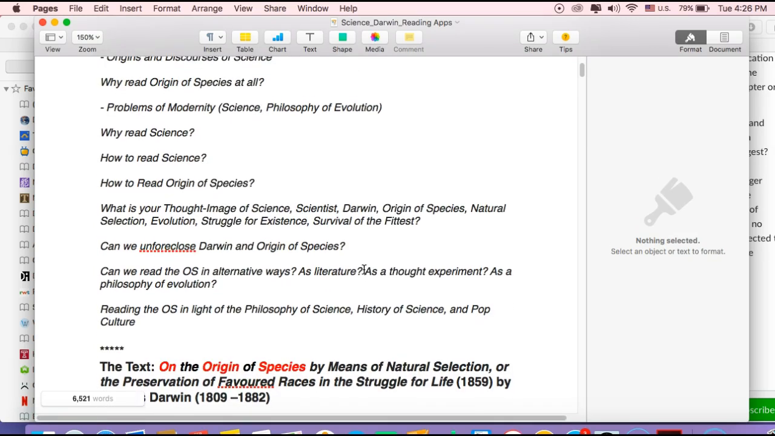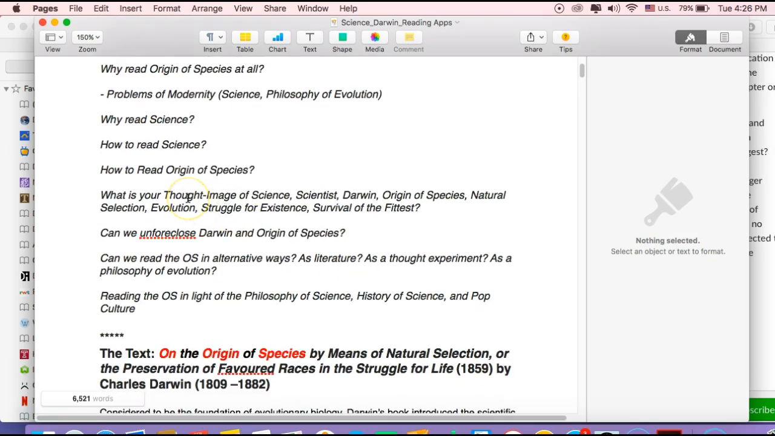I think a good thing to do, before you read Darwin or any science text, is to consider what your thought image is, your image of science or the scientist or Darwin or terms like struggle for existence or natural selection and evolution. What are the images in your head before you read?